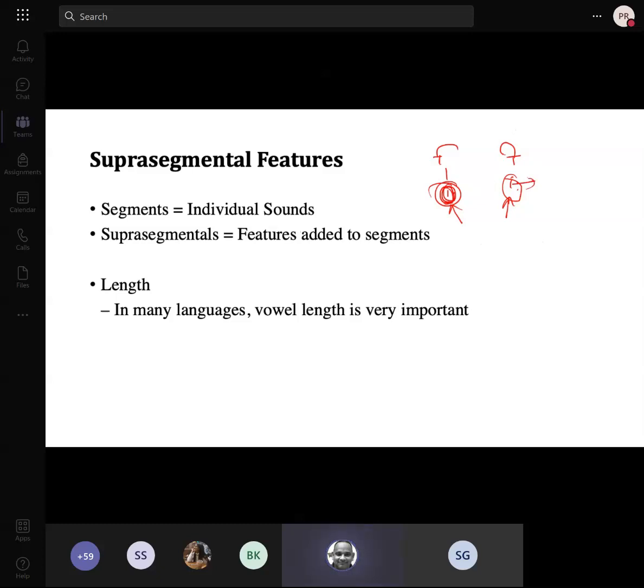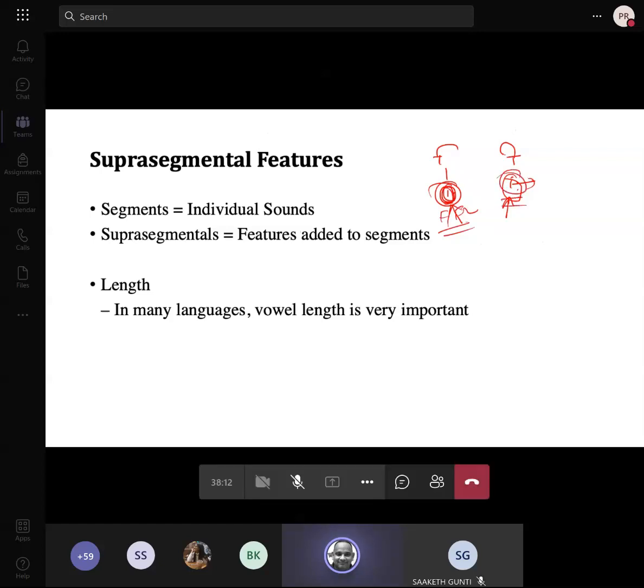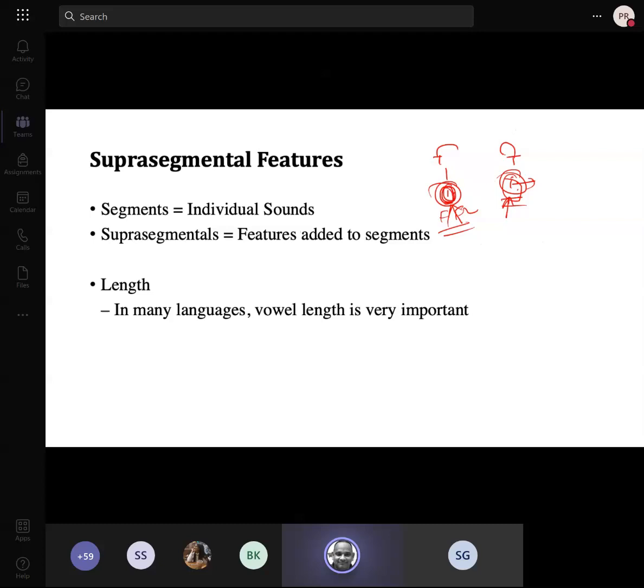So what is changing? The change is happening not at the F1 or the F2 or any of the formant features, but only in the duration. What you're doing in the second case is sustaining it, right? So that is a completely additional feature to the F1 and the F2 features.